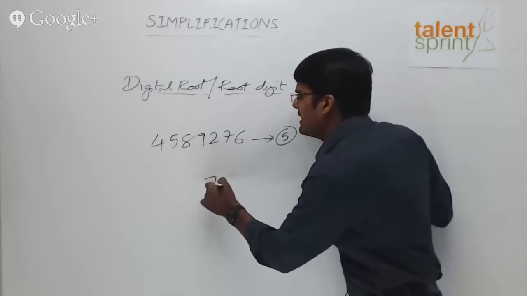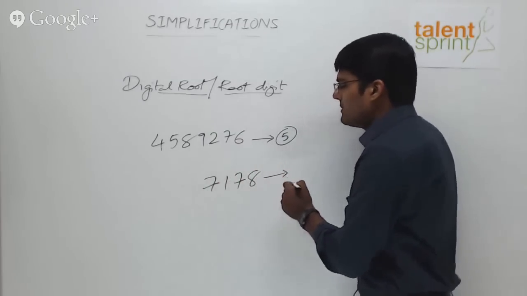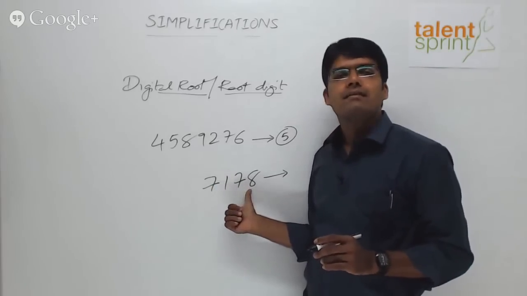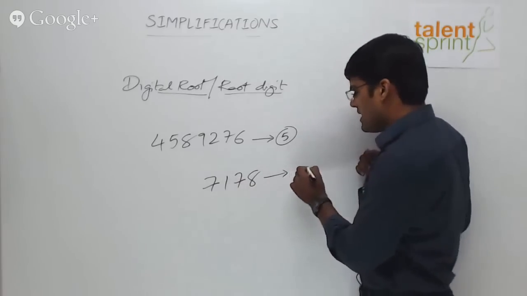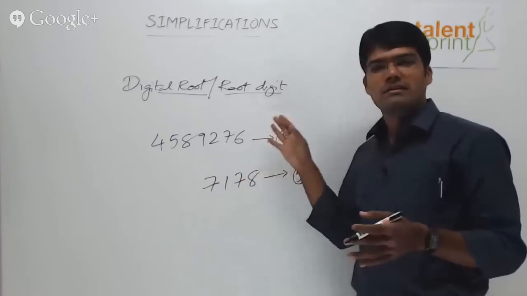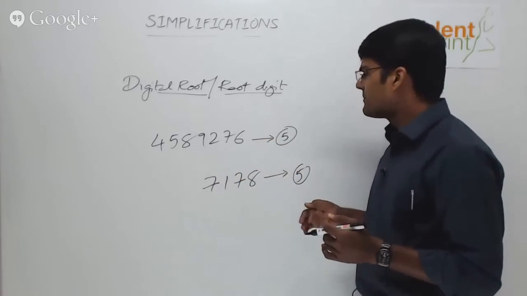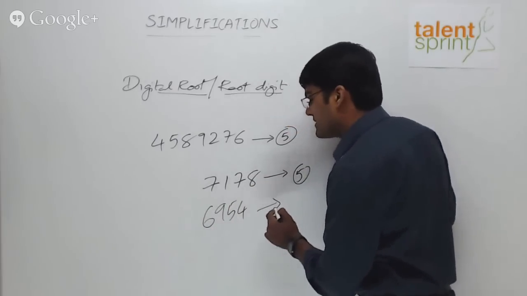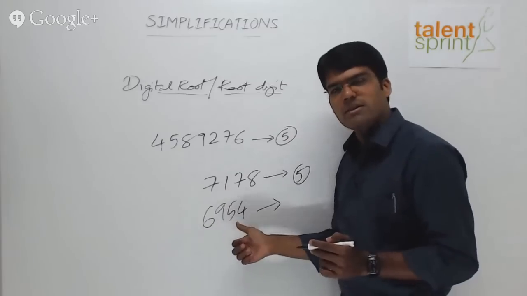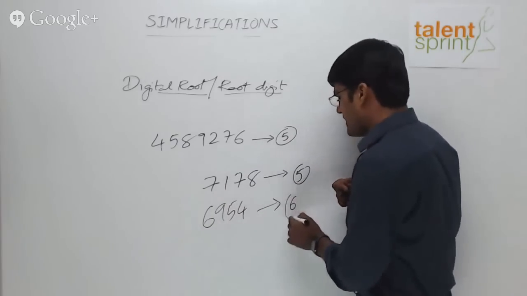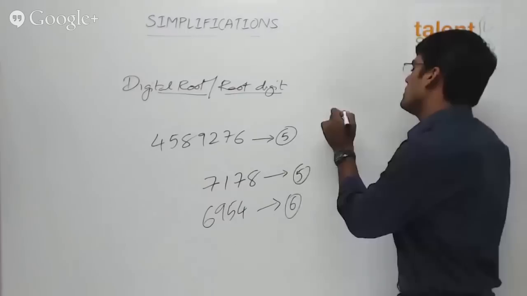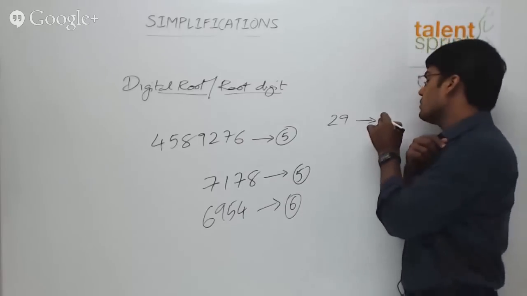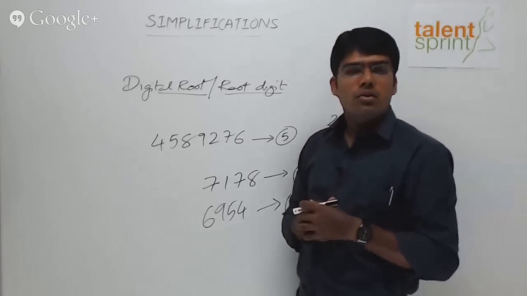For example, let's say the number is 7178. What will be the root digit? 7 plus 1, 8, 8 and 7, 15, 15 and 8, 23. So 2 plus 3, again 5. It does not mean that it is always 5, it's just a coincidence that we got 5 in both cases. Let's say it is 6954, then what happens? 6 plus 9, 15, plus 5, 20, plus 4, 24. 2 plus 4, 6. If it is a 2-digit number, let's say 29, what happens? 2 plus 9, 11. 1 plus 1, 2. So this is what is meant by root digit.